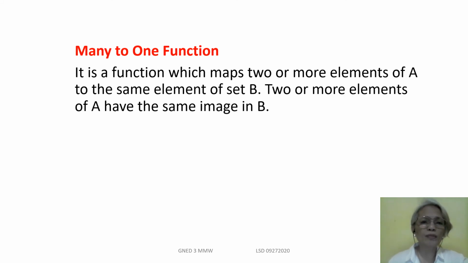So many-to-one function is a function which maps two or more elements of A to the same element of set B. Two or more elements of A have the same image in B. So many to one. The perfect example is us sharing birthdays. So that's a many-to-one function.